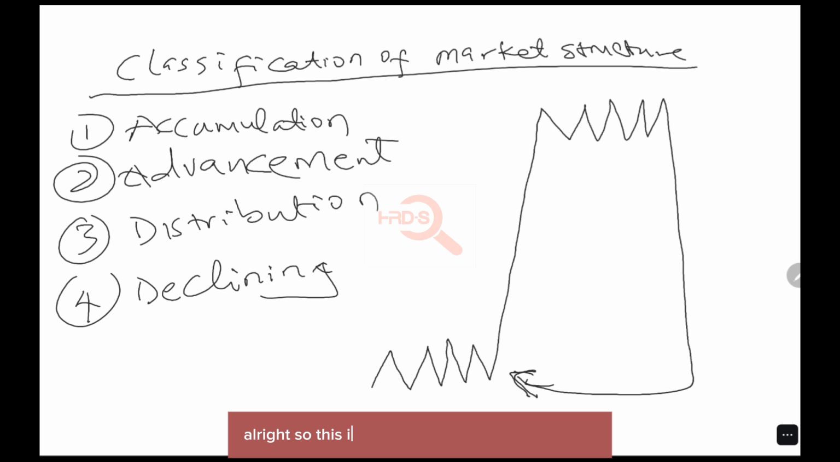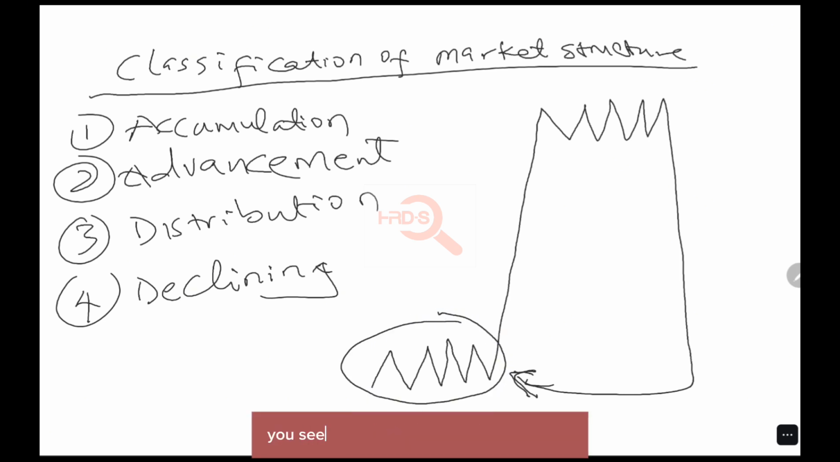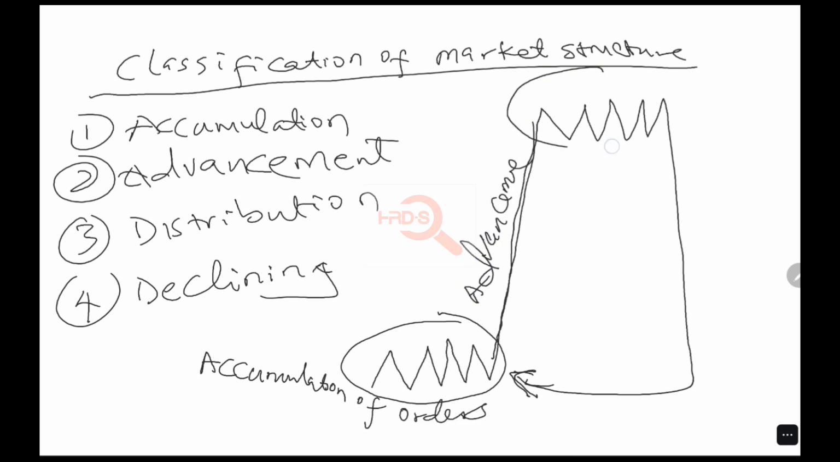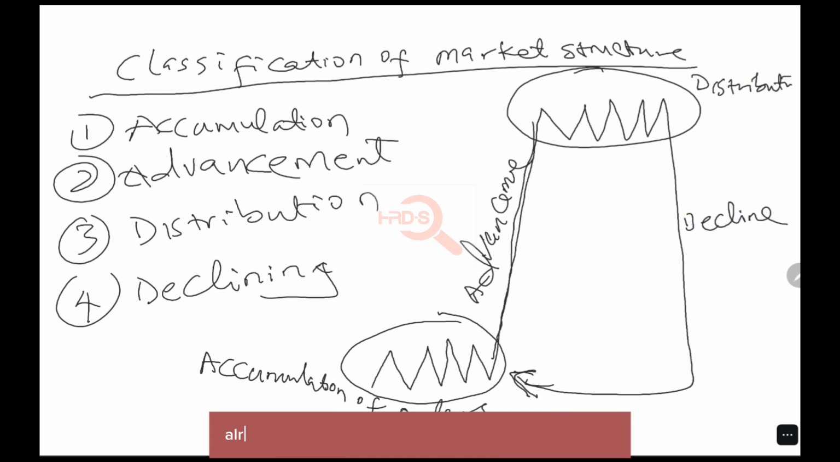All right, so this is the diagram of the classification of market structure. The first diagram you see here is the stage of accumulation. What are we accumulating? Accumulation of orders. This stage here is the advancement, and this here is what we call the distribution phase, and then this is what we call decline. All right, you remember our product life cycle last week. We have the introduction, we have the growth.